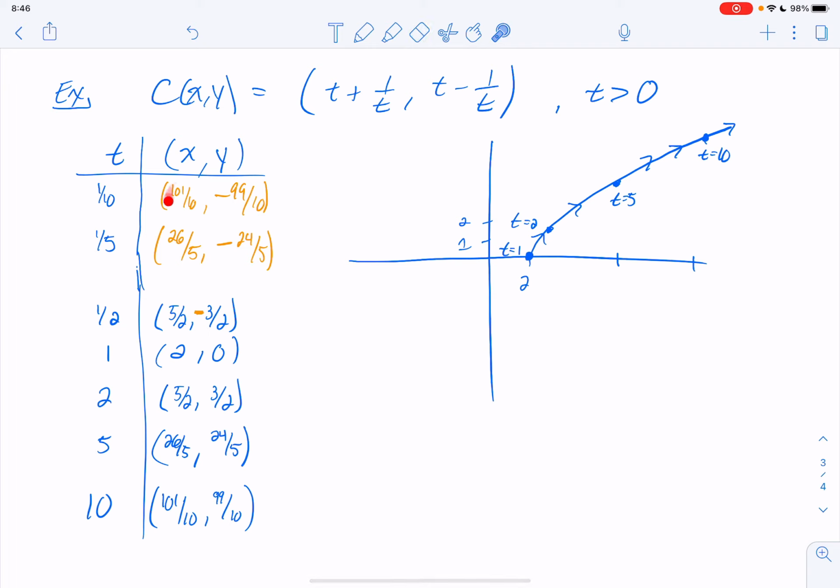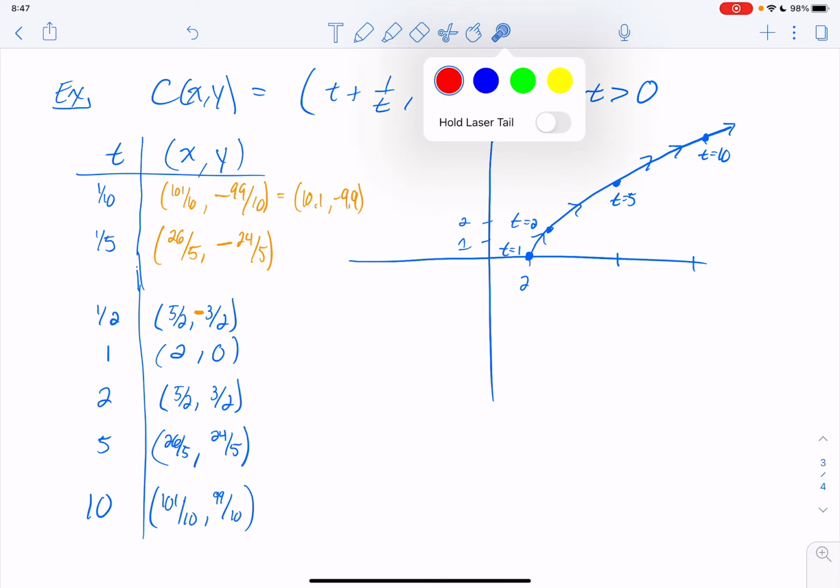Notice here I'm at 10.1 and 10. If I did want to convert that, this would be 10.1 and negative 9.9. So if I go all the way out here to 10, then there's a point right here. This is a hollow point at 10 comma negative 10. I'll make that bigger. This is hollow.